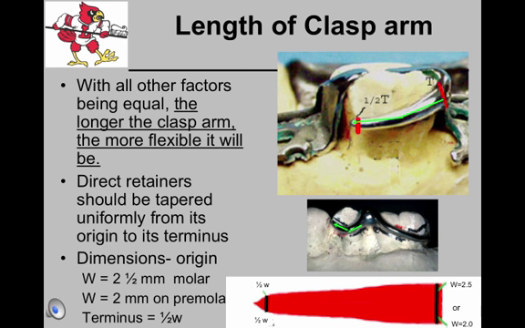Direct retainers should be tapered uniformly from their origin to their terminus. The recommended dimensions are, at its origin, a direct retainer on a molar should be approximately 2.5 millimeters in width and tapered down to half that width. A premolar would be approximately 2 millimeters in width at its origin and then tapered down to 1 millimeter at its terminus.